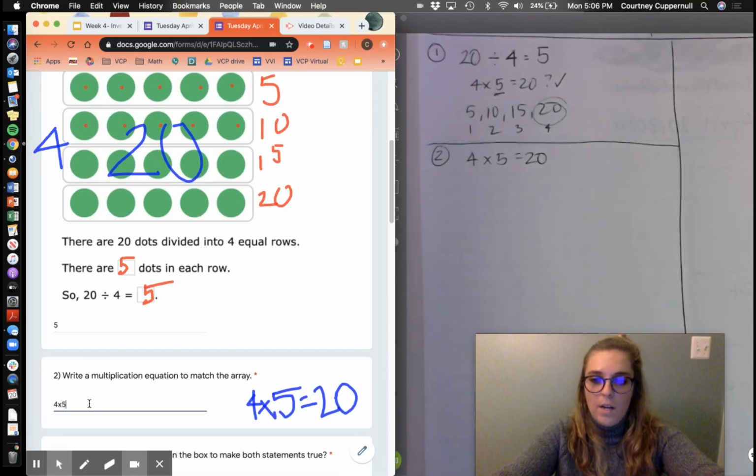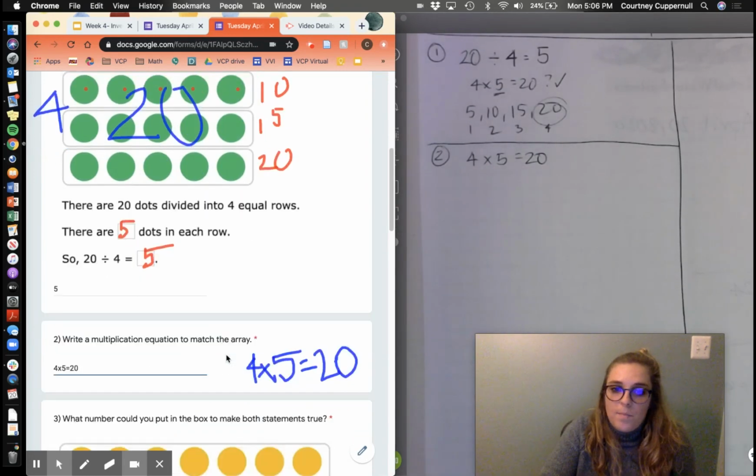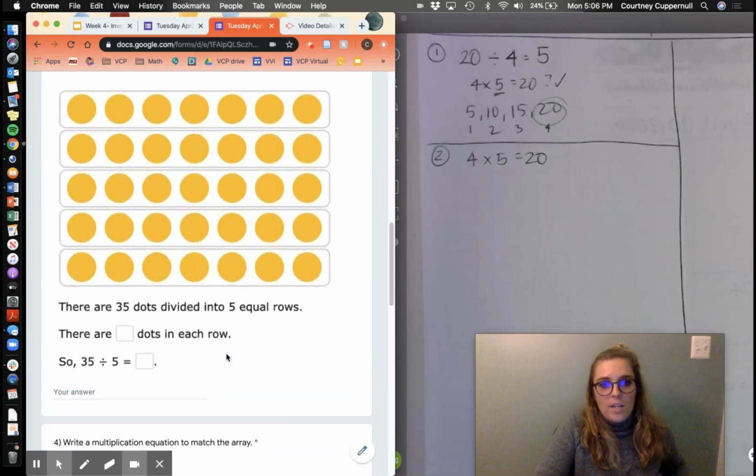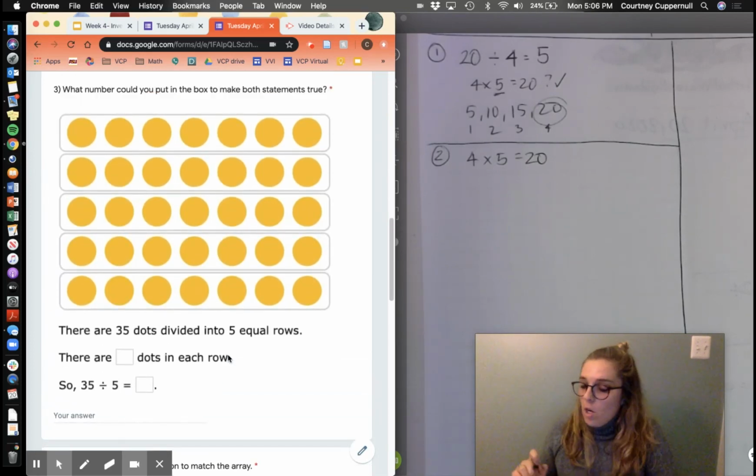4 times 5 equals 20. See? Arrays. They're making life super quick and fast. All right, let's check this guy out. Again, what number could you put in the box to make both statements true?